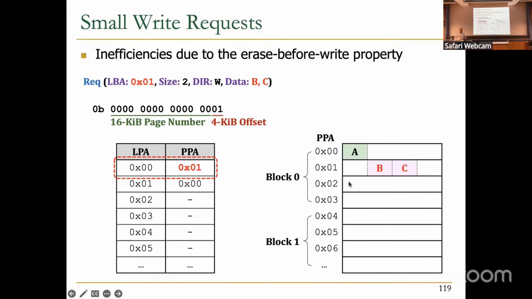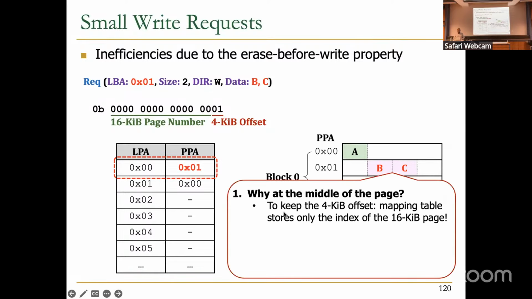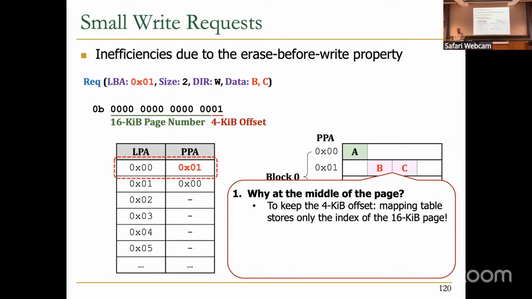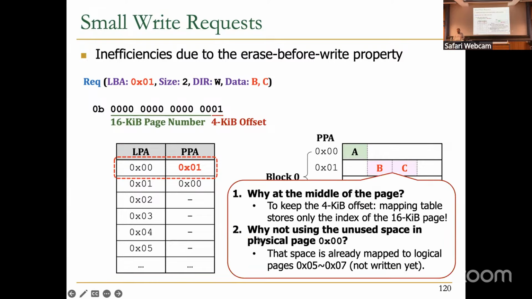But this is not happening in SSDs. And the main reason is actually that writing B and C after A is going to be, so there are 2 things here actually. First, we write B and C in this location. So not starting from exactly this location, because we want to keep the offset aligned. That's easier to handle. But another question here is why not use the unused space in a physical page here? We have unused space. Why not write B and C here?